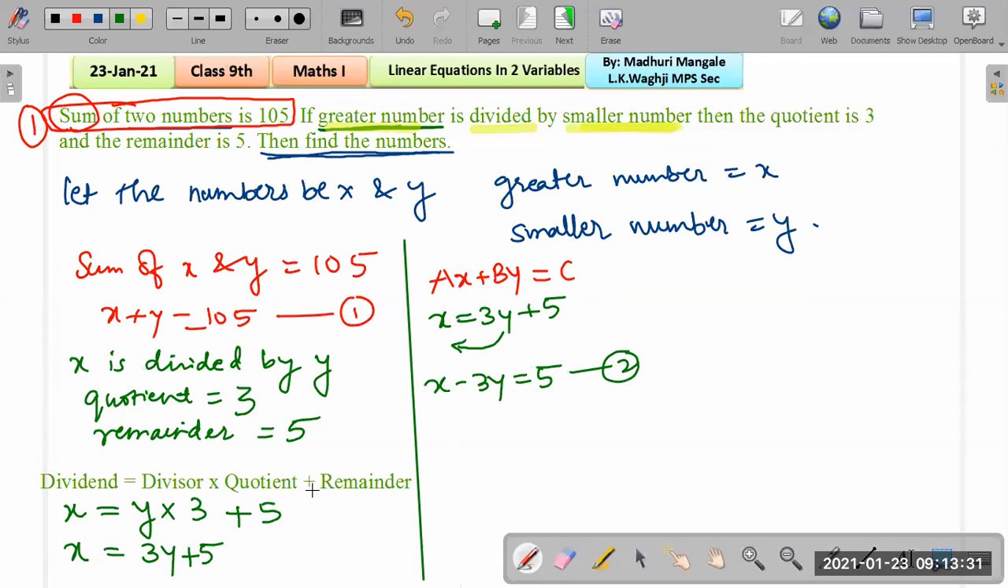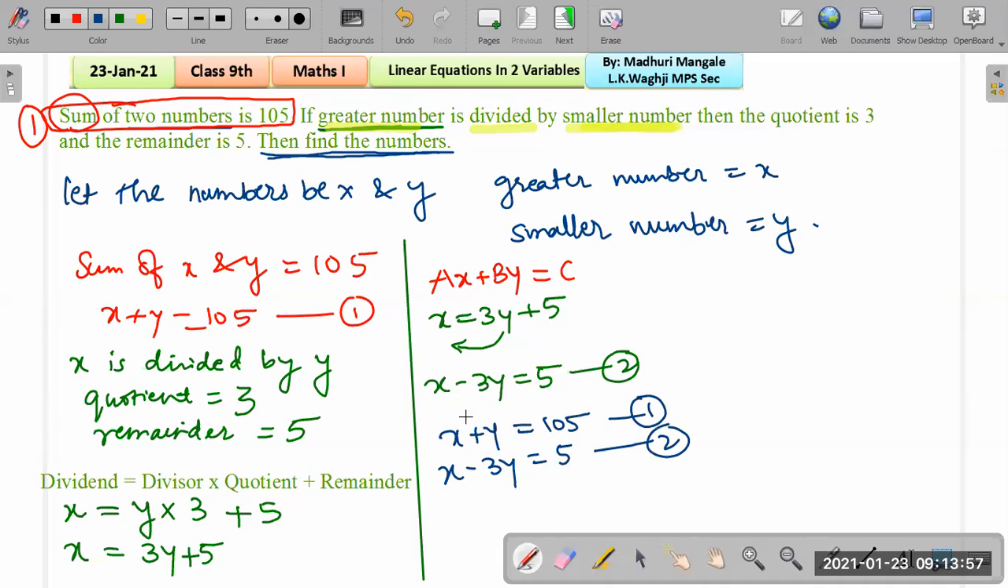All right, students. Now we have to solve these two equations. Solving part is very easy because we have been practicing this for the last few days, right? So how do we begin? We write out the equations first. So x plus y equals 105. This is the first equation. And x minus 3y equals 5. This is the second equation, right?